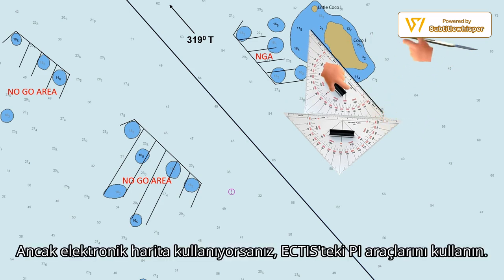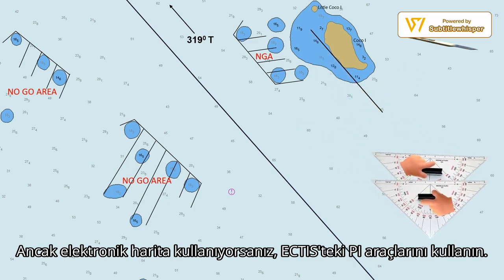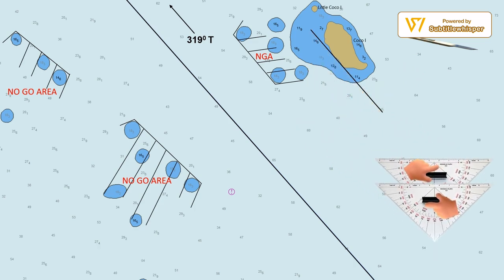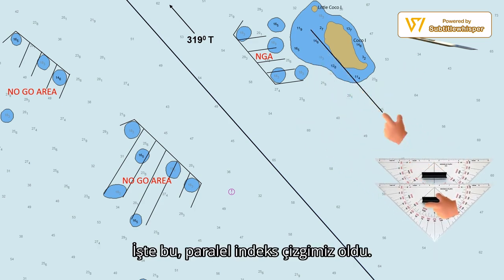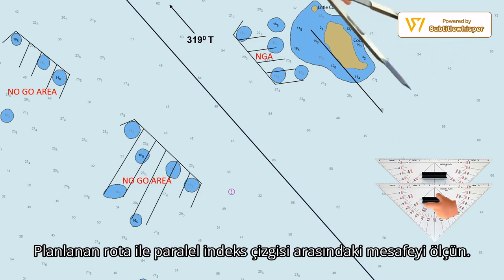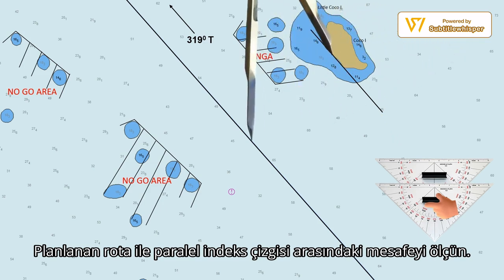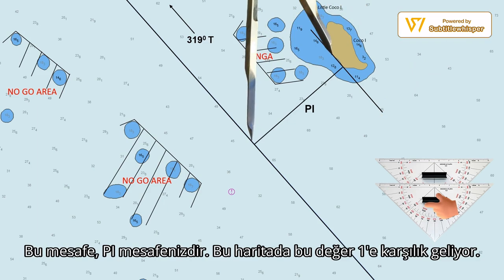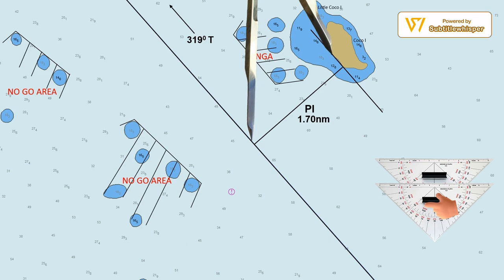But if you are using an electronic chart, use the PI tools provided in your ECDIS. This is now our parallel index line. Measure the distance from the planned track to the parallel index line, that is your PI distance, which in this chart is 1.70 nautical miles.